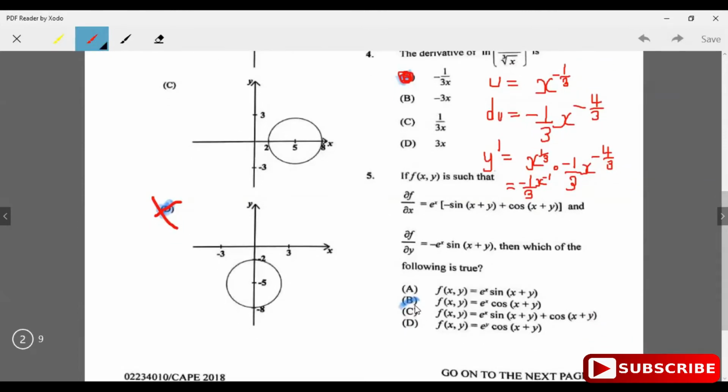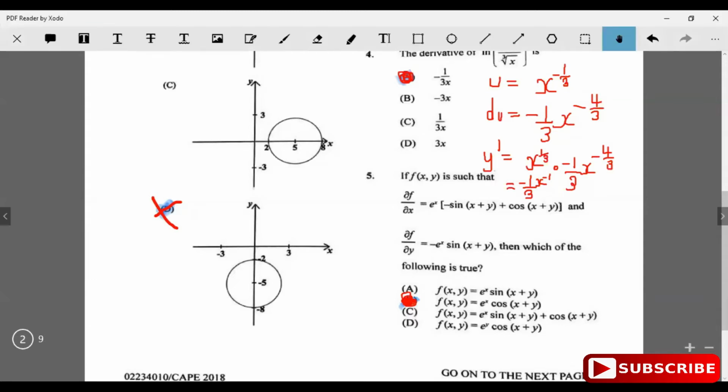Question 5 is a repeat question. We've been through question 5 multiple times. Agreed? Negative 1 over 3x, sir. So question 4 is minus 1 over 3x, and question 5 is B. We've done question 5 numerous times. All right.